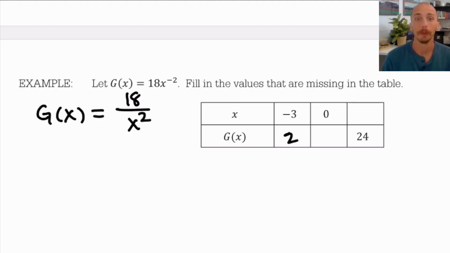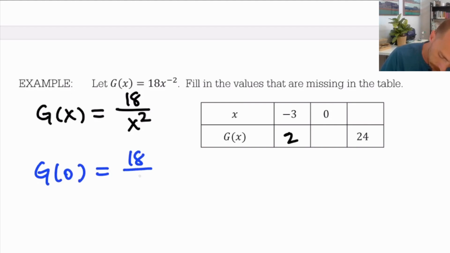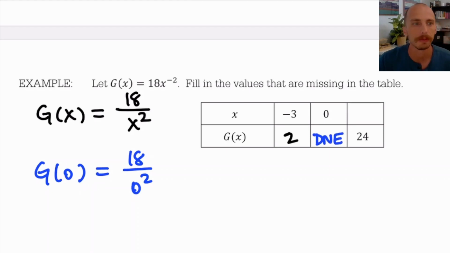Now, if x equals 0, I try to find g of 0. That's going to be 18 over 0 squared. That's not defined. Like I said earlier, we're not dividing by 0. That's not a defined operation. So I'm going to say DNE for does not exist. You can say undefined, maybe put a little empty set, probably a slight misnomer, but it's not a big deal. That's not what we're focused on in this pre-calculus course.